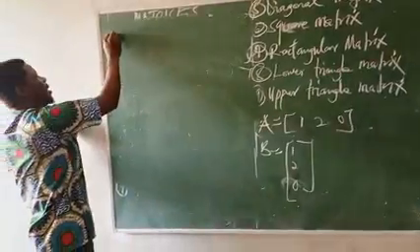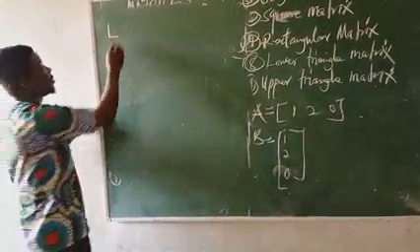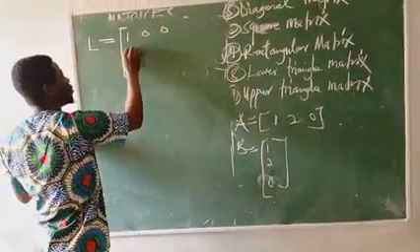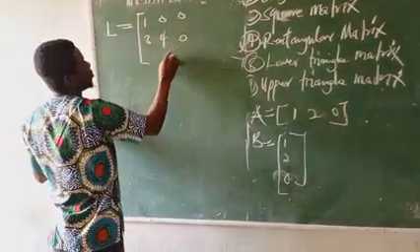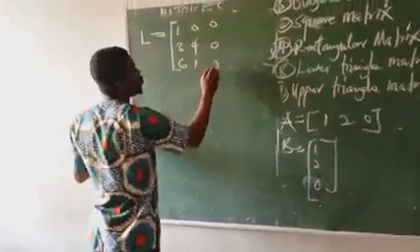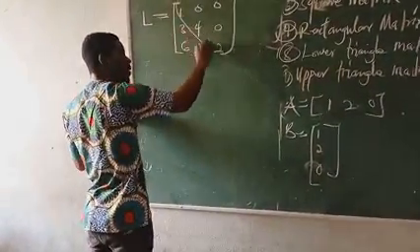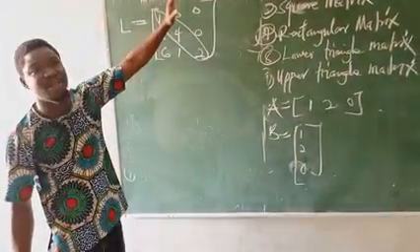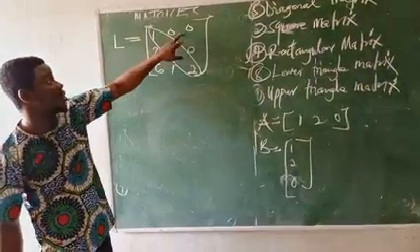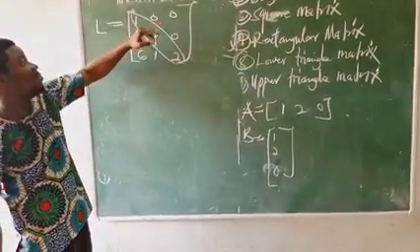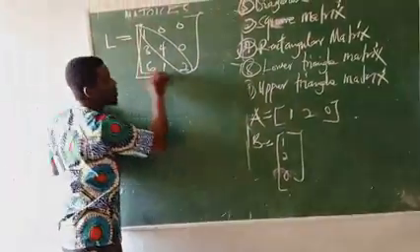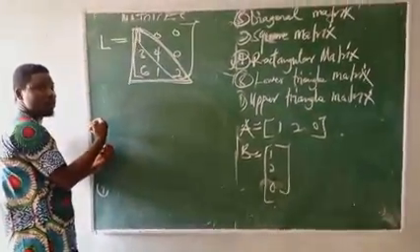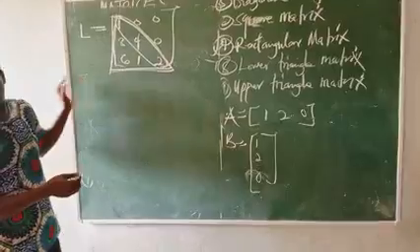Now, a matrix of this nature, L, equals [1, 0, 0; 3, 4, 0; 6, 1, 2]. You see that this is the principal diagonal here. Now, you see that all the elements above the diagonal are 0. Since they are 0, it means that there is a triangle formed below. See, look at the triangle. There's a triangular matrix formed below. That is why it is called the lower triangular matrix.